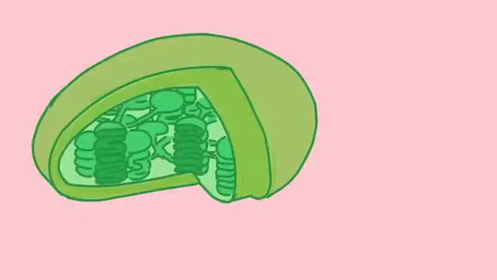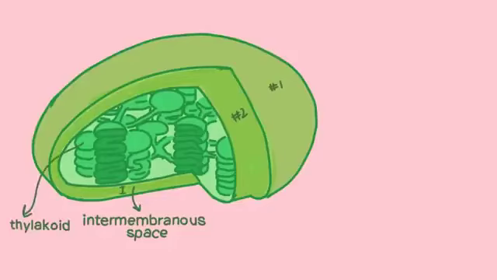Chloroplasts have a special structure to help with this. They have a double membrane, and the space between the two is called the intermembranous space, because it's literally the space between the two membranes. Inside it, we have a circular structure called the thylakoid. The first part of the photosynthesis reaction occurs in the membrane of the thylakoid.